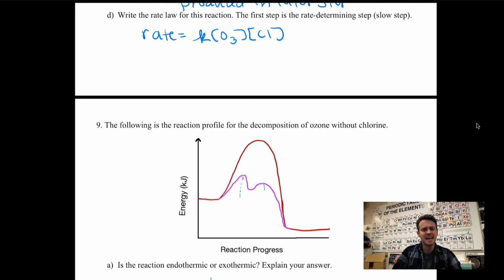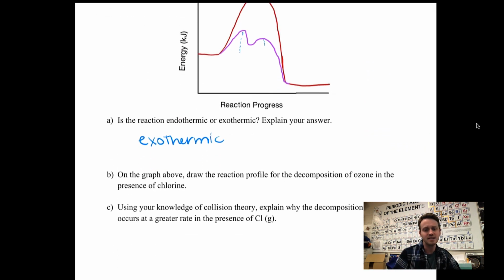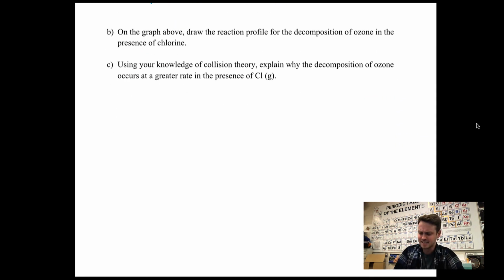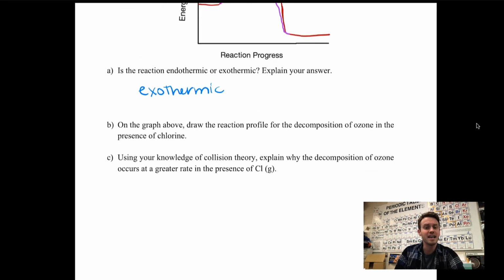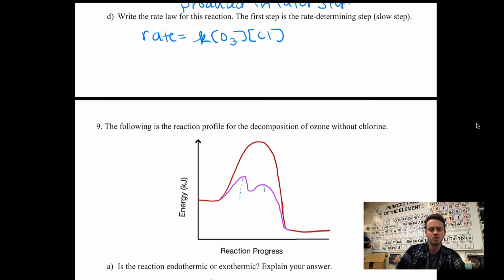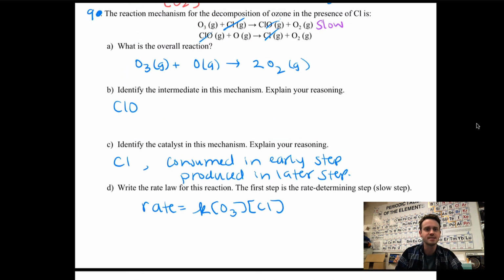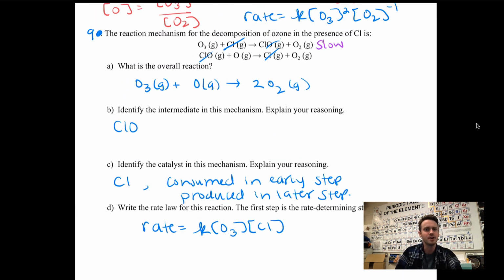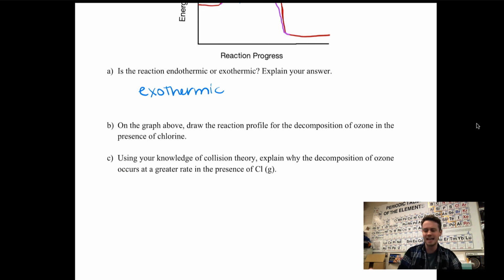Also notice that the energy at the beginning of the reactants and the products is still the same. We still have the same reactants, we still have the same products. Really, it's just a different pathway that got us from the reactants to the products. And lastly, it says, using your knowledge of collision theory, explain why the decomposition of ozone occurs at a greater rate in the presence of Cl. There we're just talking about catalysts once again, so I'm not going to go through too much with that.